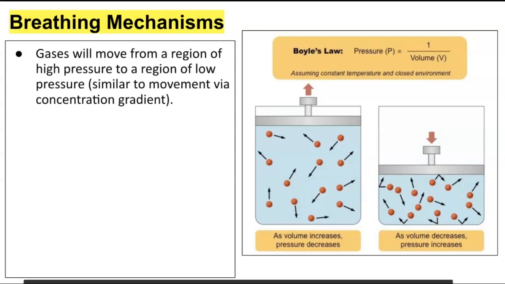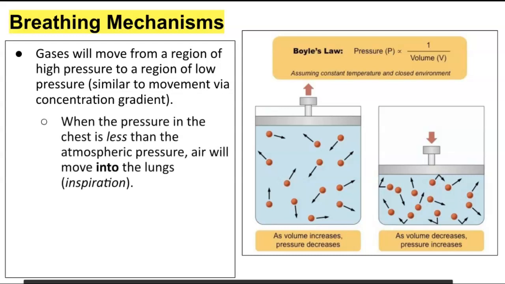So gases always want to move from a region of high pressure to a region of low pressure, super similar to when we talk about passive transport, from a high concentration gradient to a low concentration gradient. So whenever there's really high pressure, a gas wants to get away from it and go to the place where there's low pressure. So when the pressure in the chest is less than the pressure in the atmosphere, then air is going to move into the lungs. This is inspiration, or when you're inhaling.